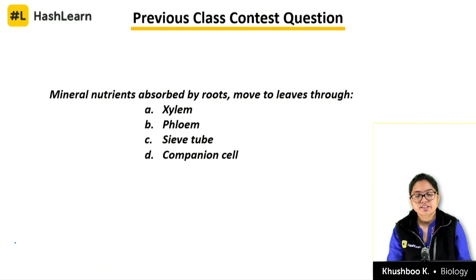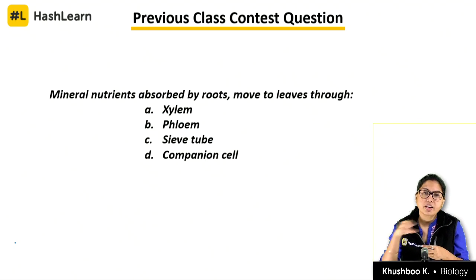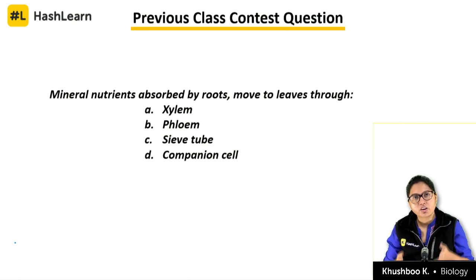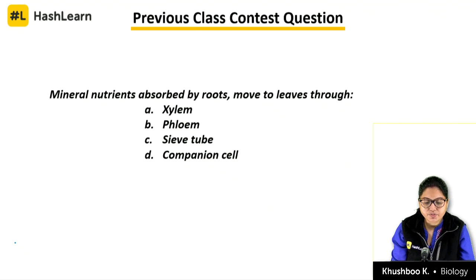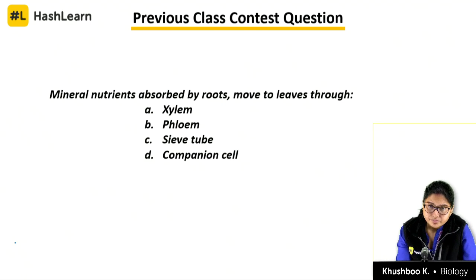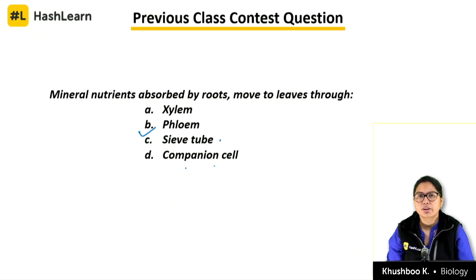And now on your screen is the previous class contest question. What I had asked was: mineral nutrients absorbed by roots move to leaves through A, xylem, B, phloem, C, sieve tube, D, companion cell. In this the correct answer is A. Mineral nutrients are absorbed by the root hair cells, and then they follow the apoplast or symplast pathway, and are delivered into the xylem, and along with the water column they get transferred. Phloem, the sieve tube and companion cell are components of phloem itself.